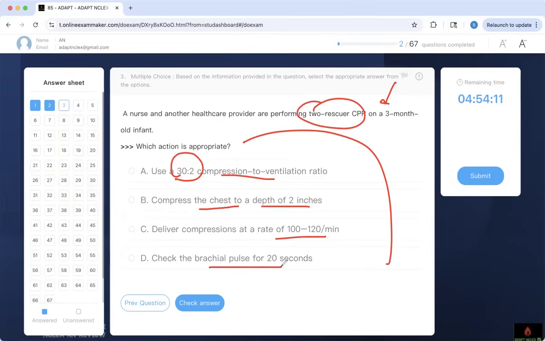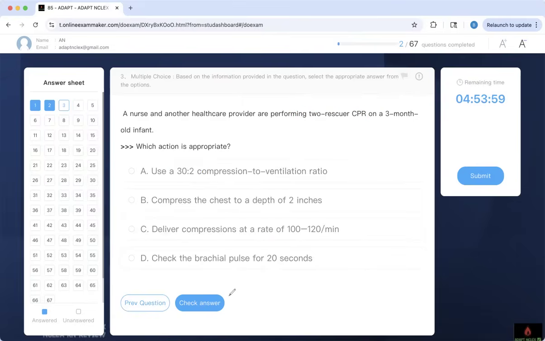Stop the video. Everyone, stop the video. Then you answer the question. Then you see the way. This is how you can use this video to teach yourself and master the concept. But I can tell you what? Compression of 30 to 2, compression to ventilation rate is used for a single rescuer, even if you are an infant.